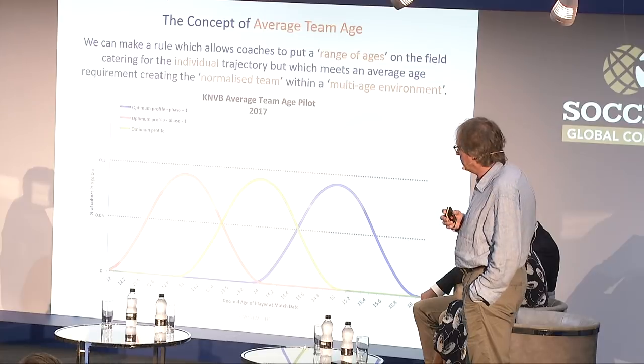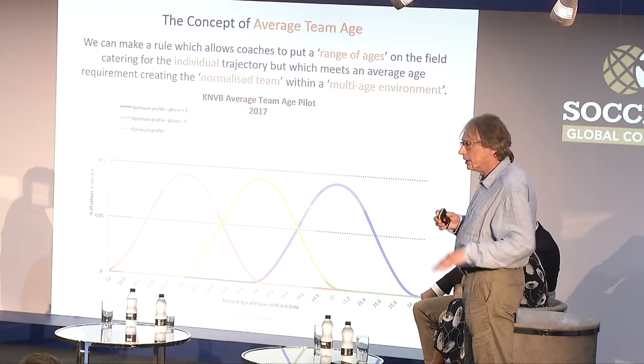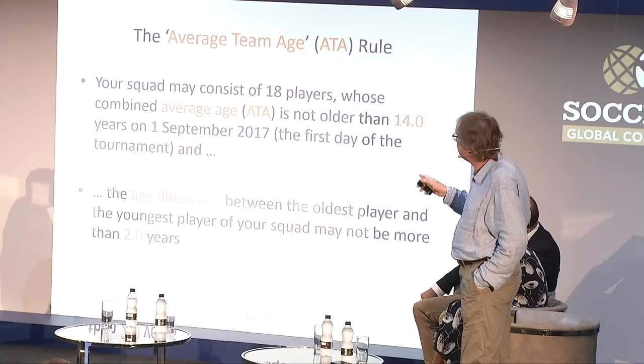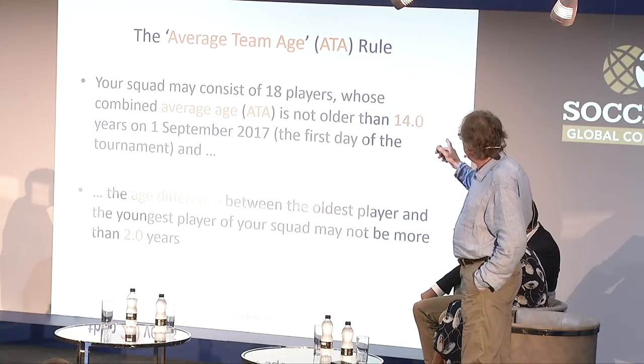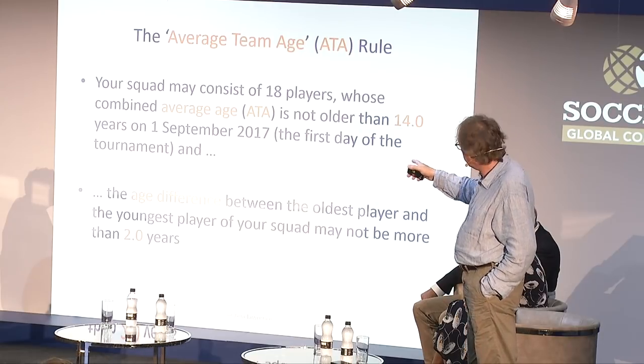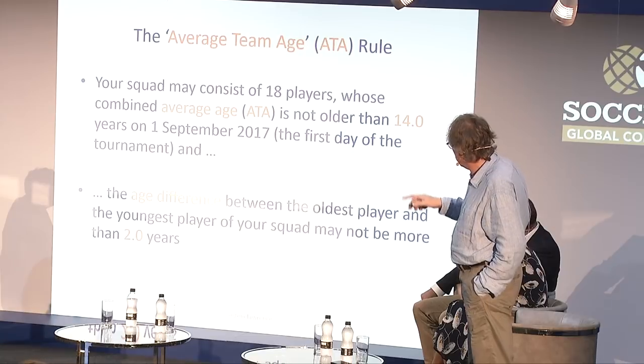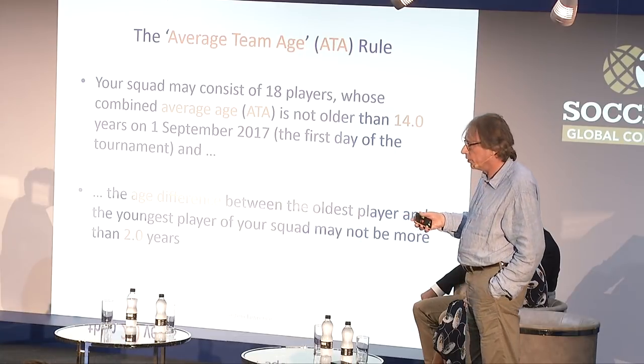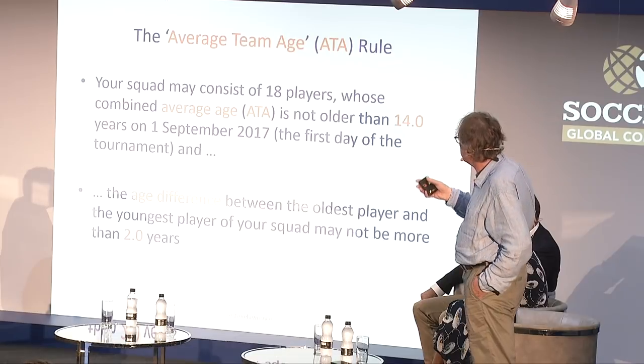It's called Youth Plan Nederland, and it operates at just below the level of the professional clubs, and the purpose of the exercise is to discover players who have been missed by the professional system, but using an average age rule allows them to play on a competitive basis. And the rule says this: the squad may consist of 18 players whose combined average age is not older than 14 on a particular date, and the age difference between the oldest player and the youngest player may not be more than 2 years. Those are just examples.